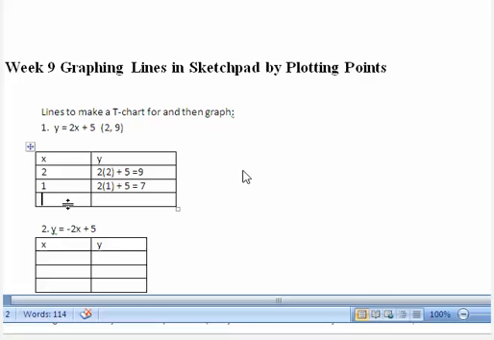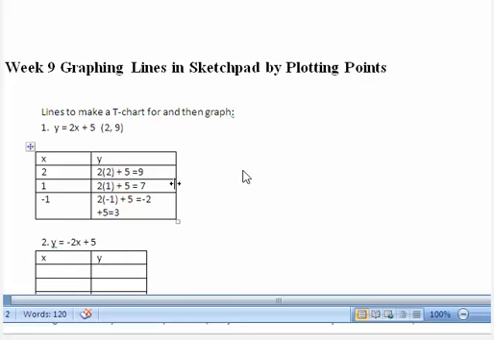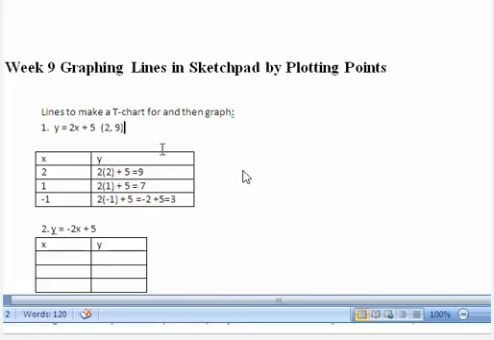And then you need a third point, and let's just try negative 1 and see what that does. So we have 2 times negative 1 plus 5, and 2 times negative 1 is negative 2, plus 5. Just write this out so we make sure we don't make a mistake. Negative 2 plus 5 is equal to 3. So now we have 3 points. We have the point (2, 9), we have the point (1, 7), and we have the point (negative 1, 3). Remember, it's always X comma Y, so we always have the X values first and then the Y values.